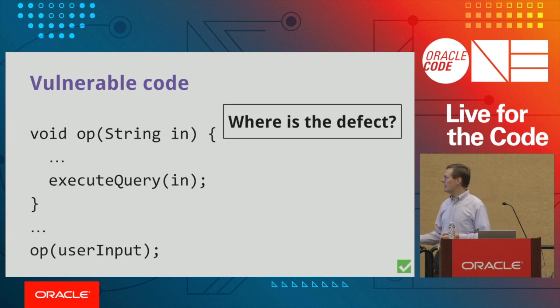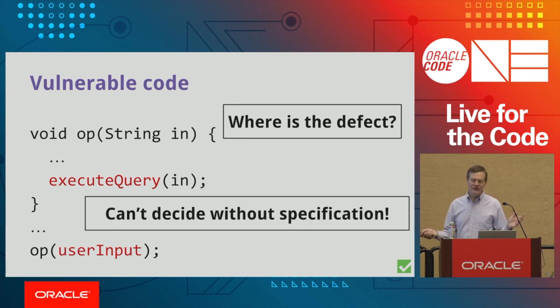Okay, so maybe the defect is on this line where user input was passed directly to the operation. Is there any other place the bug might be? Well, maybe the bug is up here where we called execute query. You can't figure out where a defect is. So maybe execute query is wrong, maybe user input's wrong. But you can't figure out where a defect is without knowing the specification.